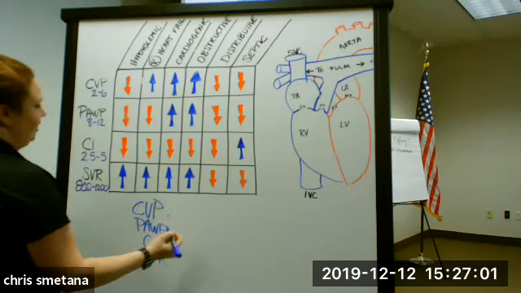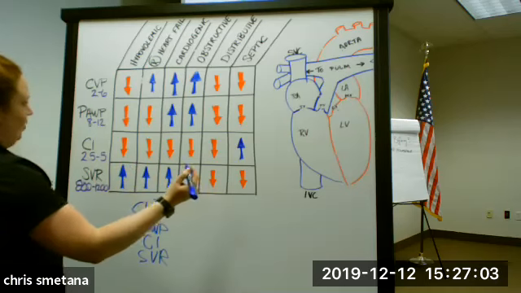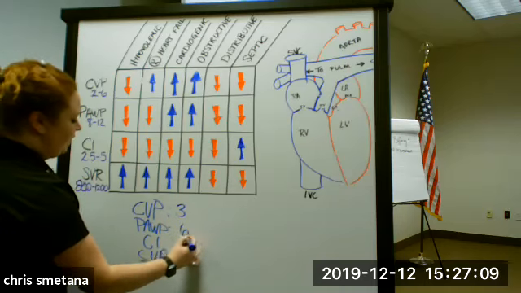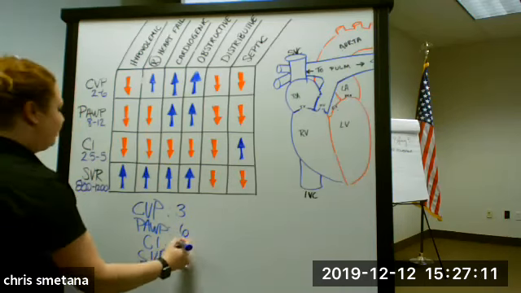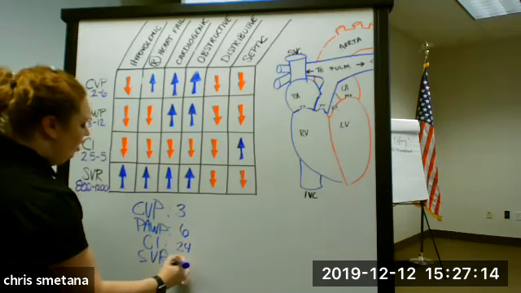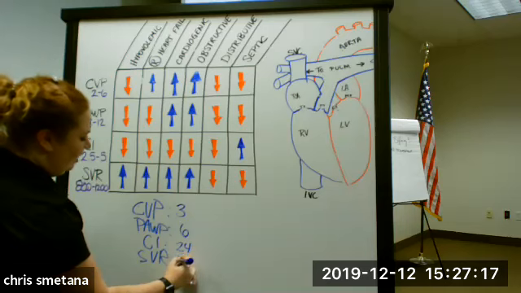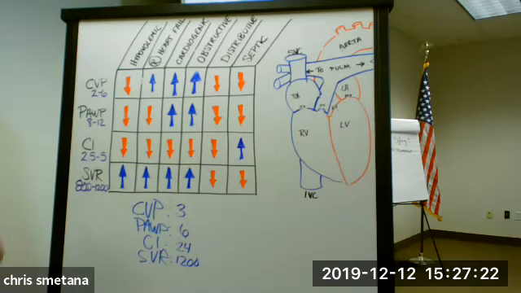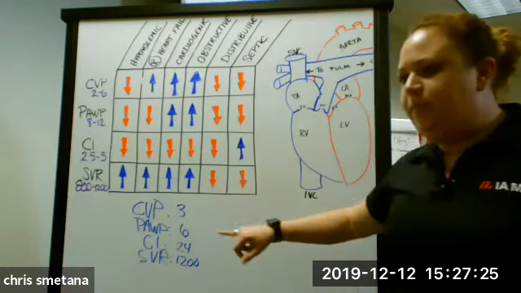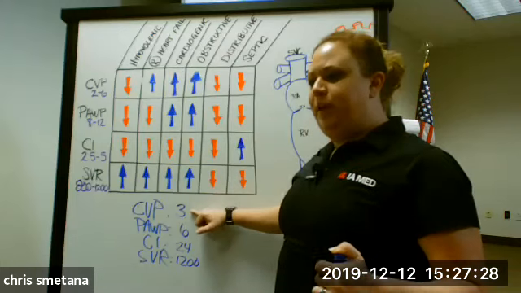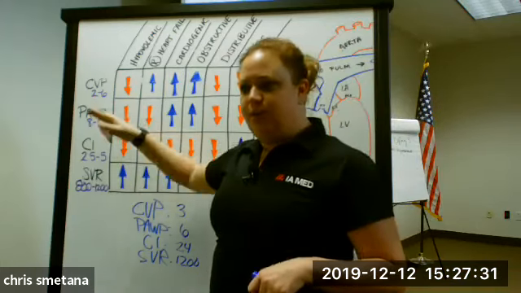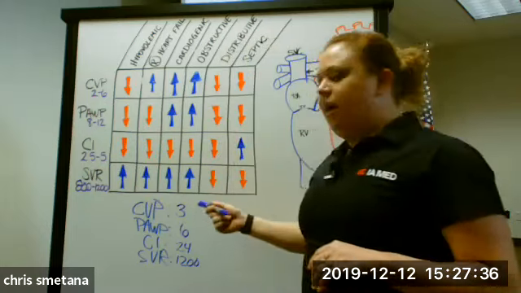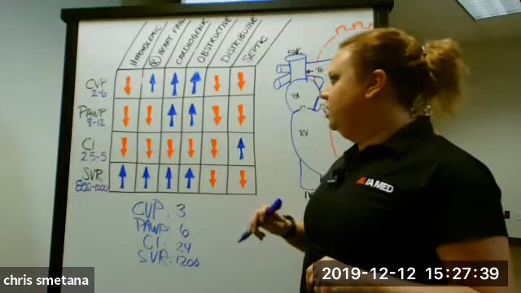So if I had a CVP of, we'll say my CVP is at 3, my wedge pressure is at 6, my cardiac index, say, is at 2.4, and my SVR is at 1200. Okay, so when I look at these numbers, is my CVP high or low? A CVP of 3 is more towards the low side of things because my CVP should be somewhere between 2 to 6. So my CVP is a little bit low. My wedge pressure is hanging out at 6.